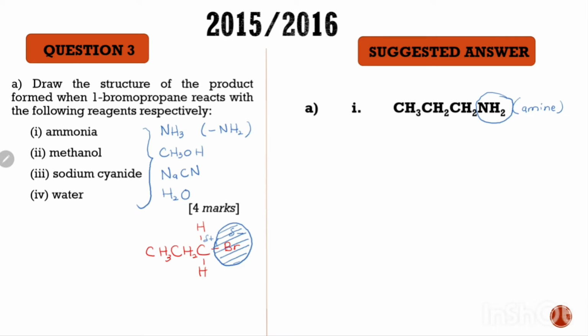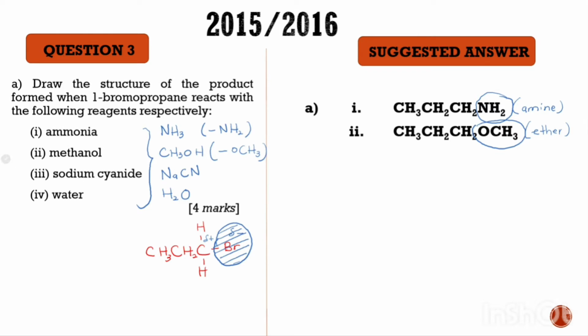Next, for reaction with methanol, methanol adalah alcohol. So OCH3 group akan replace position of bromine. Hydrogen akan combine dengan bromine untuk form side product. So main product kita akan dapat ether. So this is ether. OCH3 group replace position of bromine.